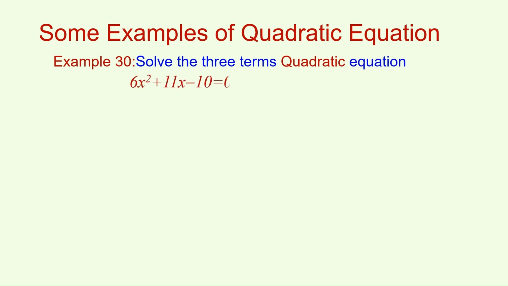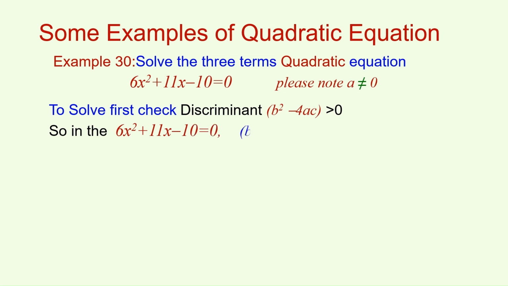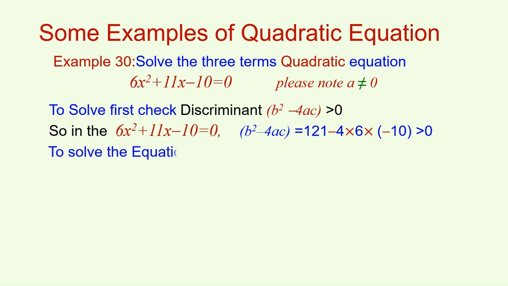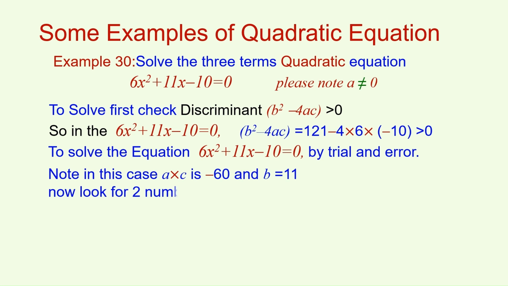Example 30. Solve the three-term quadratic equation 6x squared plus 11x minus 10 equals 0. Please note a is not equal to 0. To solve, first check the discriminant: b squared minus 4ac is more than 0. So in 6x squared plus 11x minus 10 equals 0, b squared minus 4ac equals 121 minus 4 times 6 times minus 10, which is greater than 0. We solve this equation by trial and error. Note in this case ac is minus 60 and b equals 11.